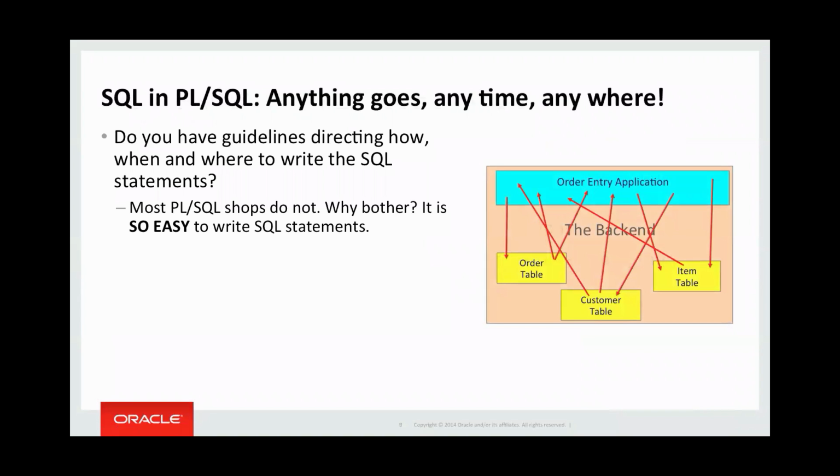And the net result is an application that has SQL statements dispersed throughout the entire application. Anywhere and everywhere you need to get data, you write a select statement. Anywhere and everywhere you need to make a change, you execute a DML statement, insert, update, delete, directly in your application code. And that, I think, is a really bad idea. It makes your application difficult to enhance, optimize, and debug.